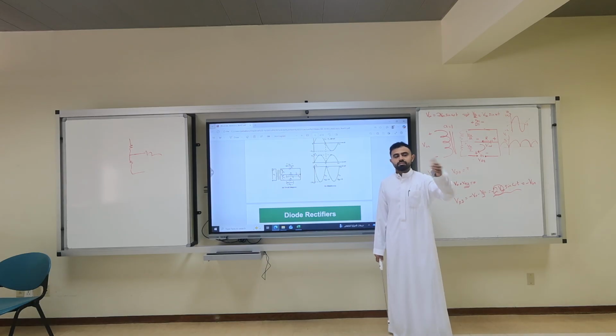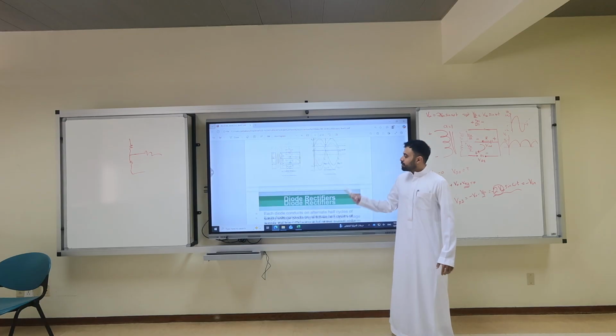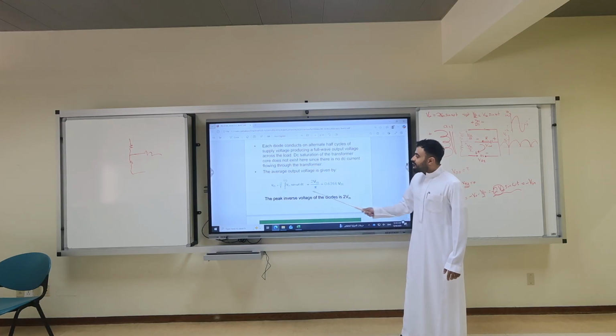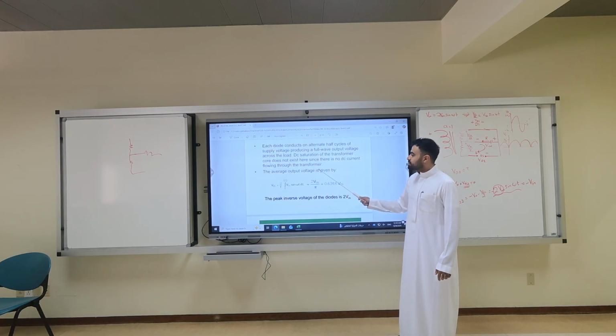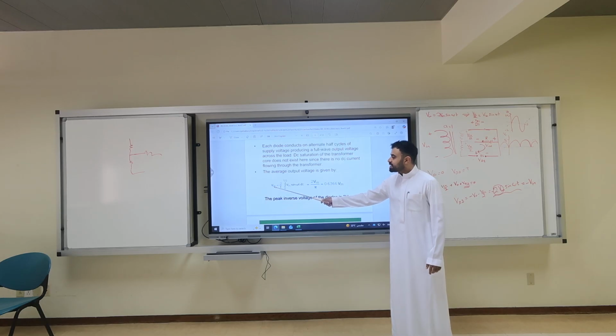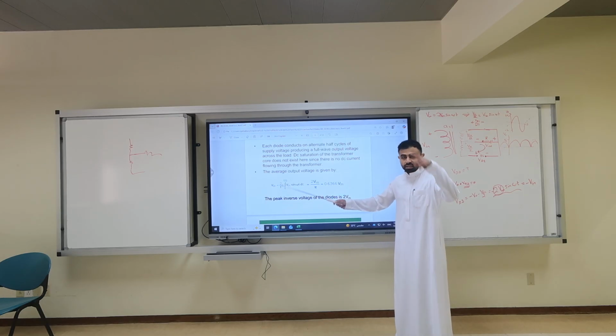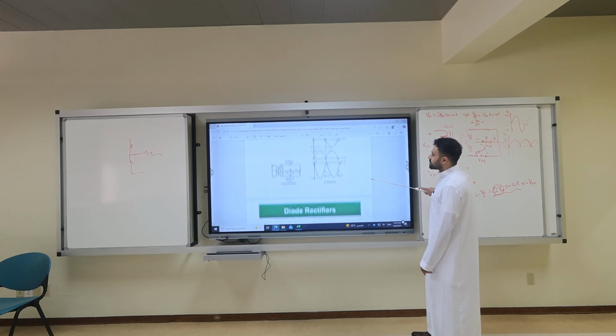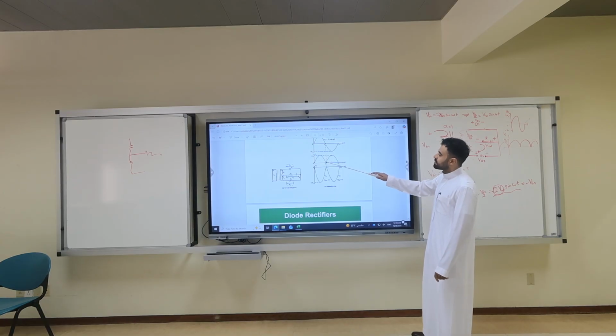There is no offset. Clear? Not only that, we have average output voltage. And how to calculate the average VDC? It is 2 because it's symmetrical. I'm talking about this signal, how to calculate its average.